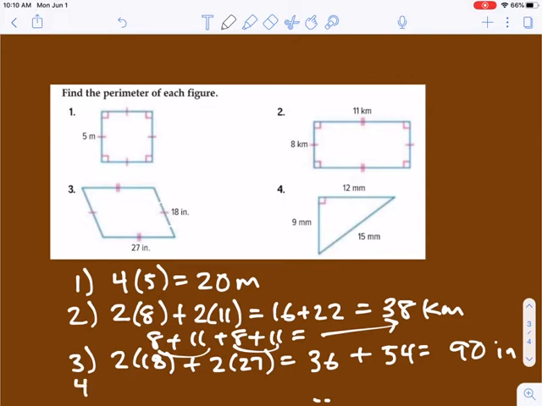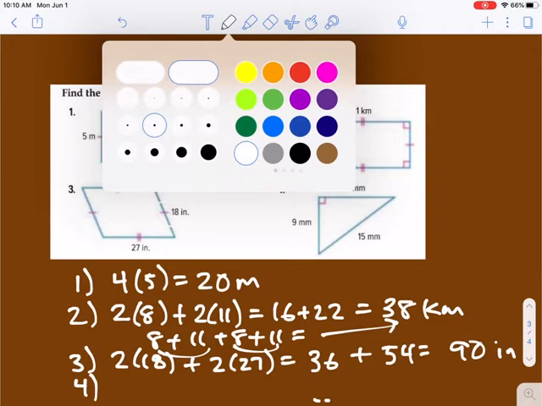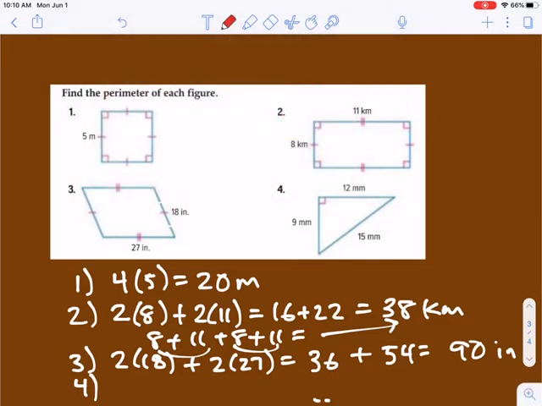And then number 4 is just, start somewhere. Doesn't matter, so I'll do this one first. So I've got 9 plus, and then let's do this one, plus 12, and then plus this one, plus 15. And then just add them up. You get 21 plus 15, it's 36. All right, so these are pretty straightforward, not complicated.